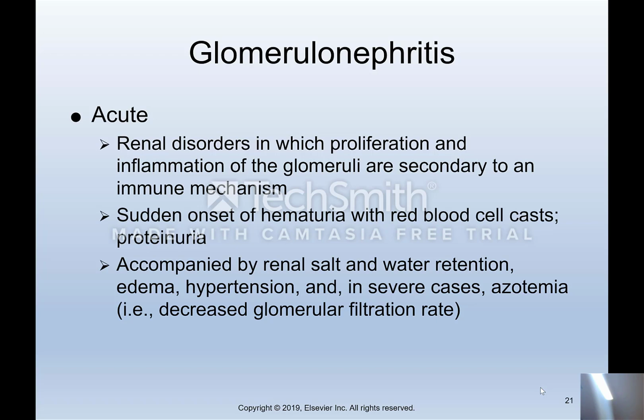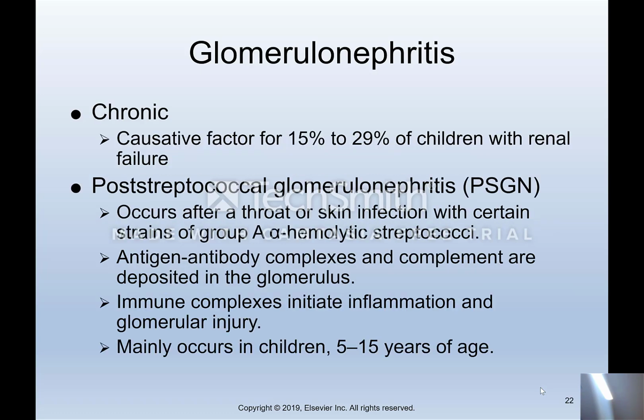Glomerulonephritis in the child is an acute renal disorder with proliferation and inflammation of the glomeruli, secondary to the immune system. There is sudden onset of hematuria, red blood cell casts, and proteinuria, accompanied by renal salt and water retention, edema, hypertension, and in severe cases azotemia. Chronic glomerulonephritis is chronic, causing renal failure in 15 to 20% of children.